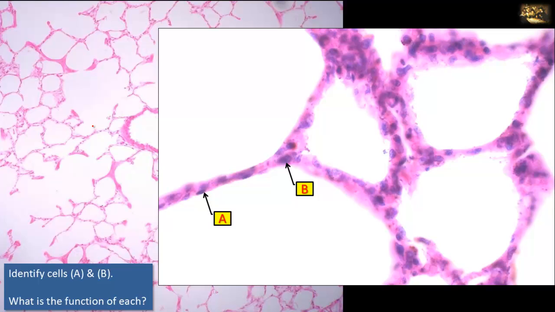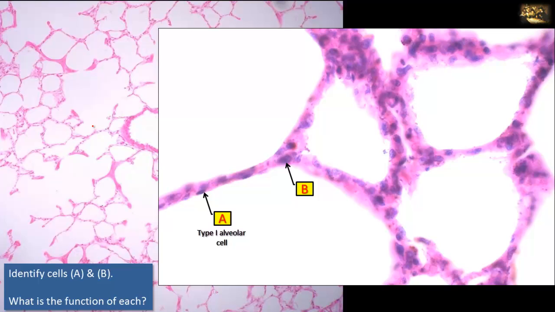Identify the cells A and B. What is the function of each? On the right is a magnified view of the wall of the alveoli. Cell A is squamous, and this is reflected in the shape of its flattened nucleus. These cells, like cell A, line most of the surface of the alveoli. It represents a type 1 alveolar cell. Type 1 alveolar cells are structural cells. They constitute part of the air-blood barrier, and they are not capable of cell division like the cell B.